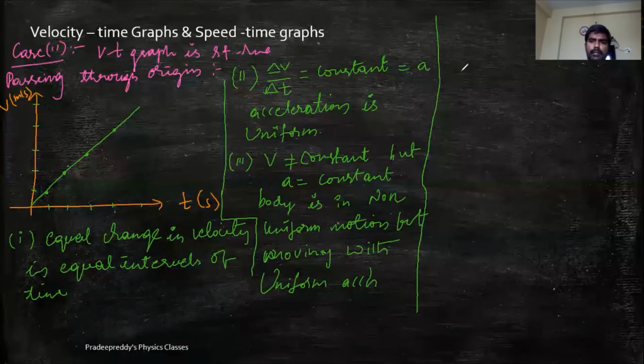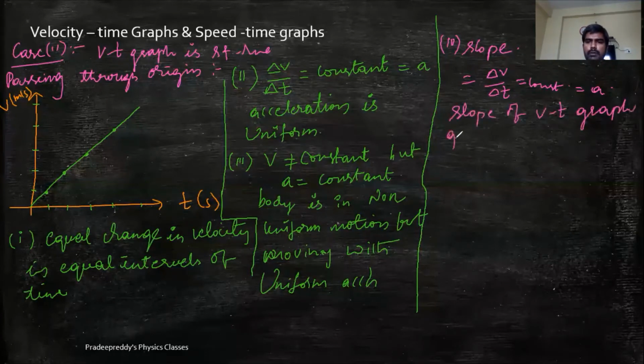Sorry, third information. And fourth information, you can calculate slope, right? So if you calculate slope, what do you get? It is delta V divided by delta T. Delta V by delta T is equal to constant. So slope is constant, meaning acceleration is constant, right? Delta V by delta T, this is equal to A. So what you are able to learn: slope of VT graph gives acceleration. That is one more thing you should remember.